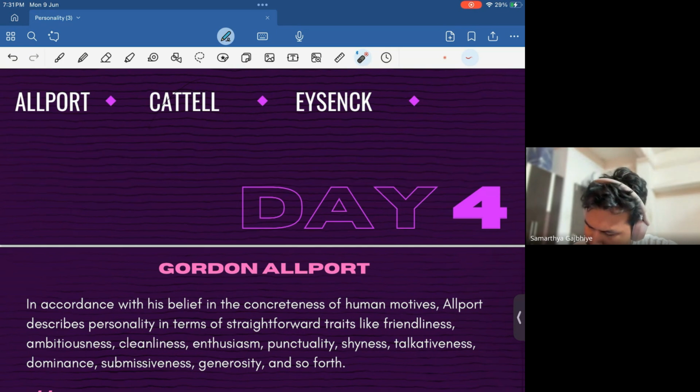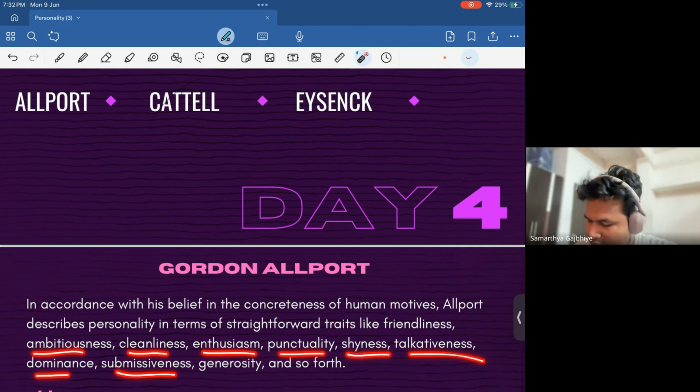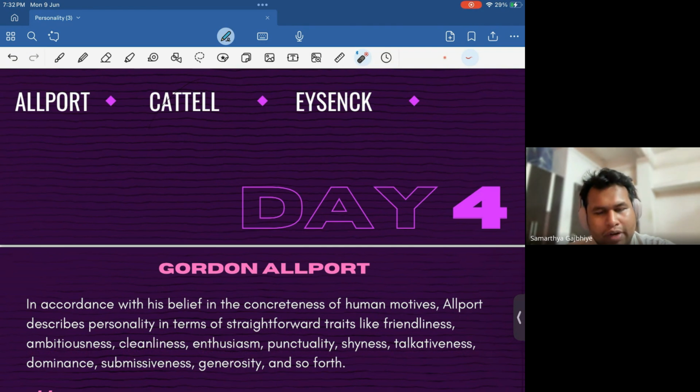Allport described personality in terms of friendliness, ambitiousness, cleanliness, enthusiasm, punctuality, shyness, talkativeness, dominance, submissiveness, generosity, and so forth. Basically, whatever you tell your friend when you're trying to set them up with someone, right? Have you ever done this? I'm sure you must have. Can you tell me one example of where this has happened? He's funny also, he's tall also, but has studied a certain subject, say metallurgy or something. So maybe no common interests, but they're clean. So you're like, okay, thank God. That's how Allport described people in terms of their traits, right?